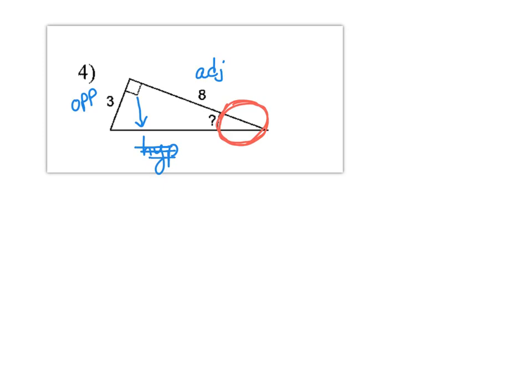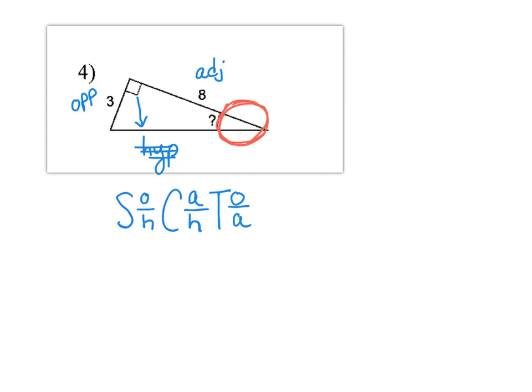Again, we have an acronym that helps us remember the three trig functions, sine, cosine, and tangent. Our acronym is SOH-CAH-TOA. Sine is opposite over hypotenuse, cosine is adjacent over hypotenuse, and tangent is opposite over adjacent.